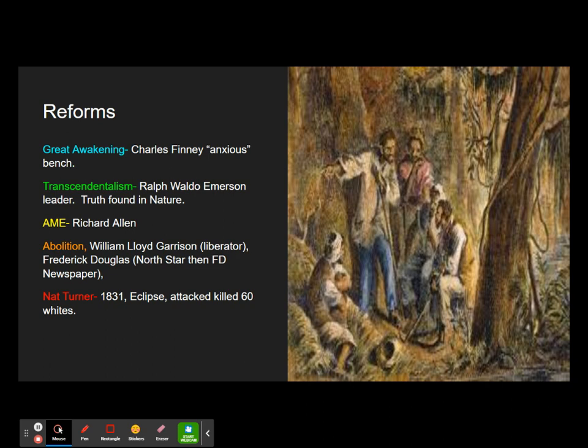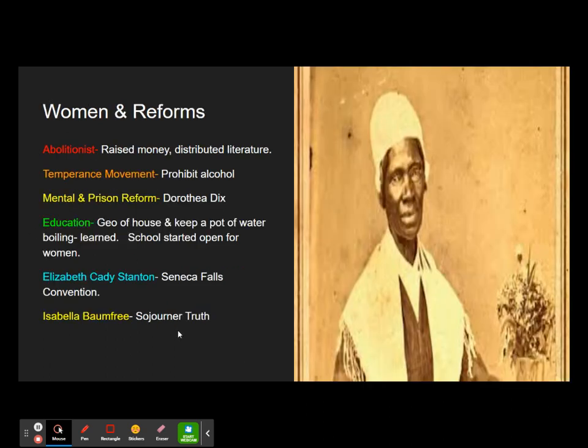And I want you to think about all these things that are happening in our country's past. We're gonna have to reflect back on all this when we talk about it this year. Okay, women were big abolitionists, right? And if you think about it, a lot of them were white women because they were also considered second class citizens. They raised the money, they distributed literature, right?